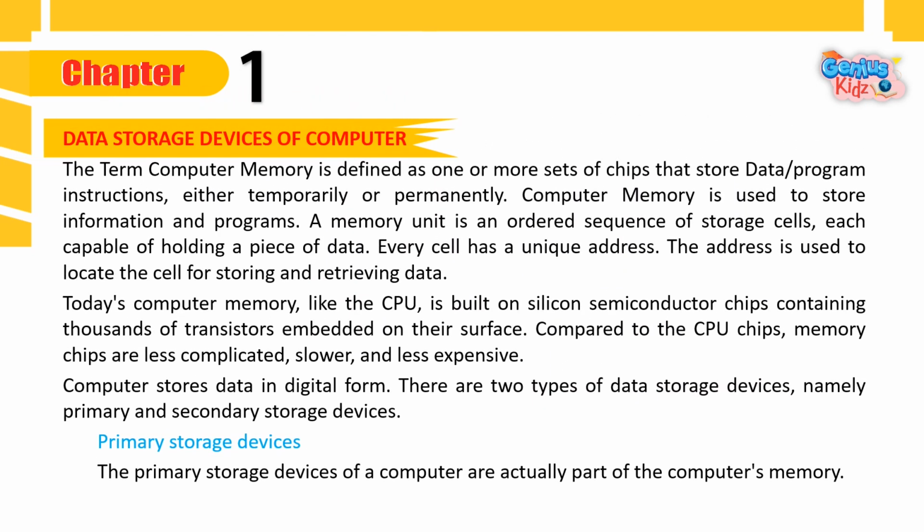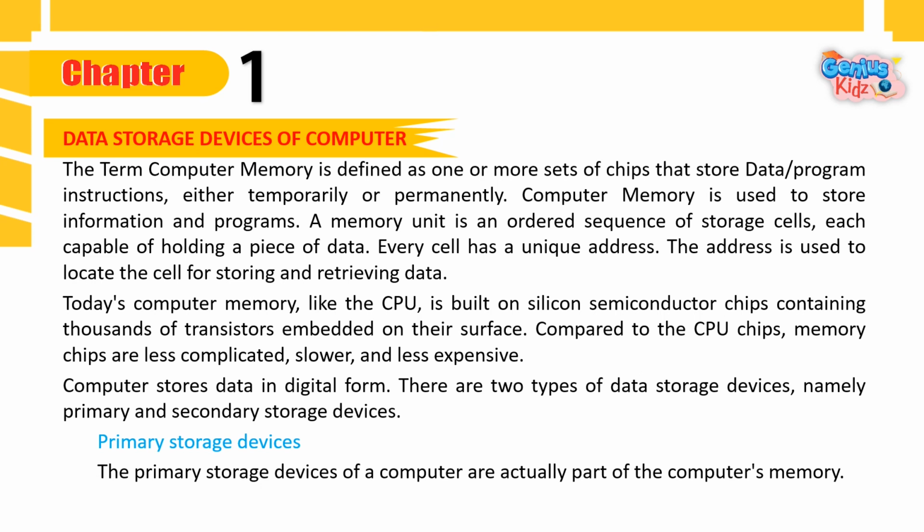Data storage devices of computer. The term computer memory is defined as one or more sets of chips that store data and program instructions, either temporarily or permanently. Computer memory is used to store information and programs. A memory unit is an ordered sequence of storage cells, each capable of holding a piece of data. Every cell has a unique address. The address is used to locate the cell for storing and retrieving data.